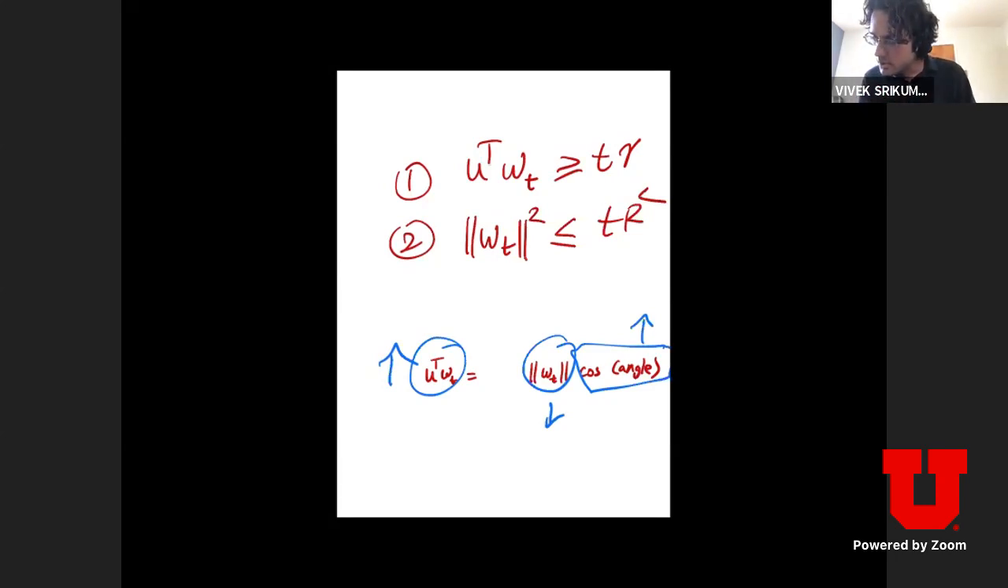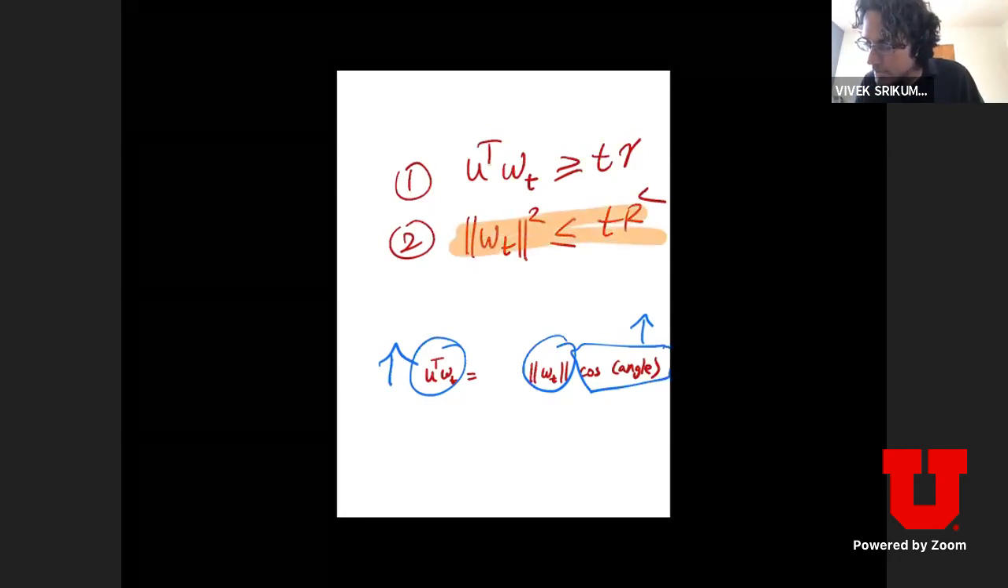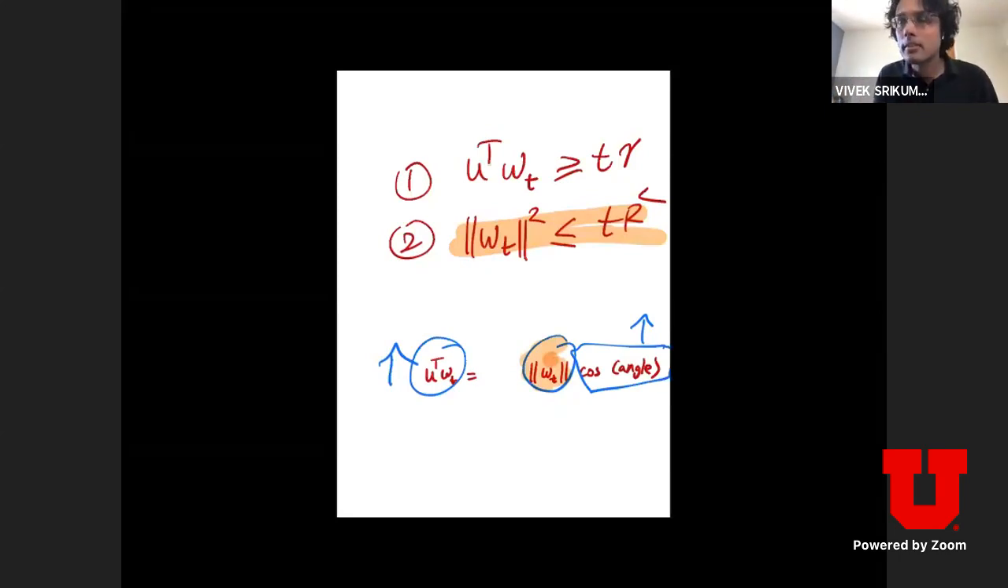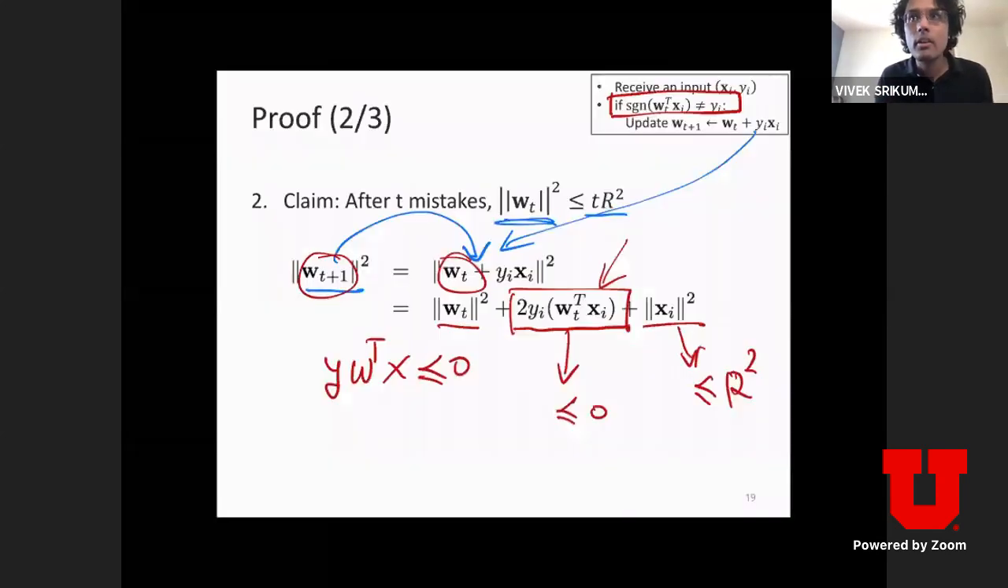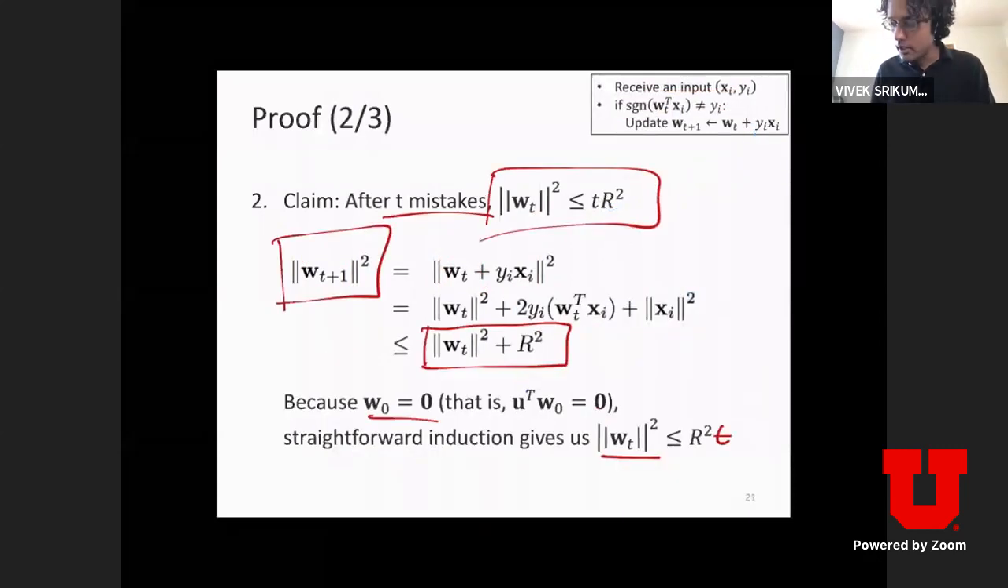So, you're right. There's a question: if t keeps increasing, then the length of w might keep increasing. It does not grow unboundedly. That's the intuition. Yeah, you're right. So the question is, if t keeps increasing, the length of w, this is not exactly correct. The second inequality simply says this term does not grow as fast as it would need to in order to keep up with this. And we will see that formally a little bit more right now.